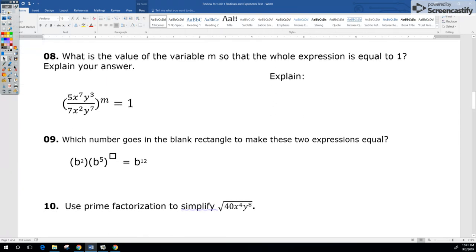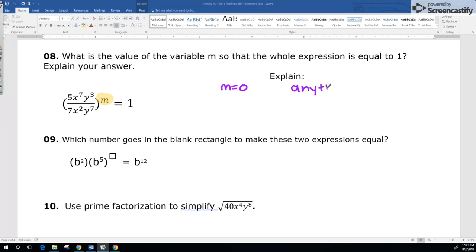What is the value of the variable m so that the whole expression is equal to 1? So what power can I raise this entire quantity to that it would just give me 1? That would be 0. Anything to the 0 power is equal to 1.